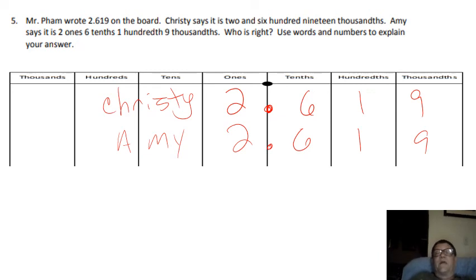Well, obviously, they are both right. Christy was using word form, and Amy was using unit form. 2 ways of expressing the exact same number.